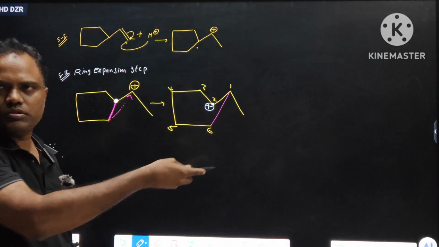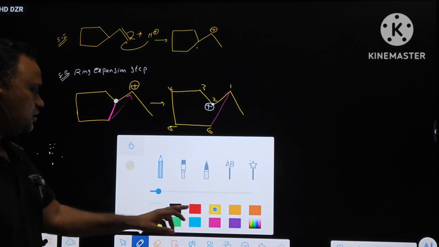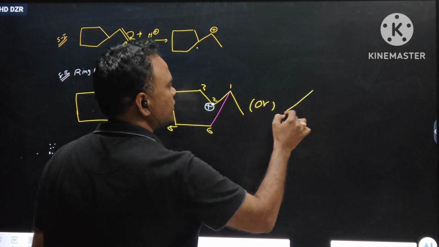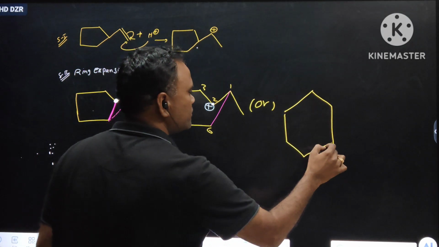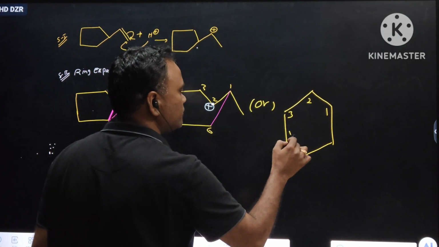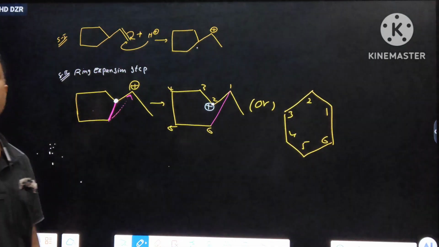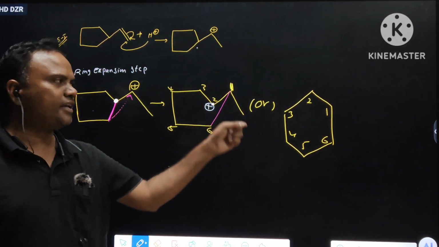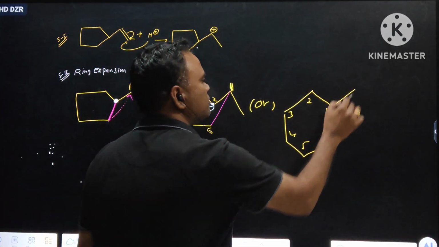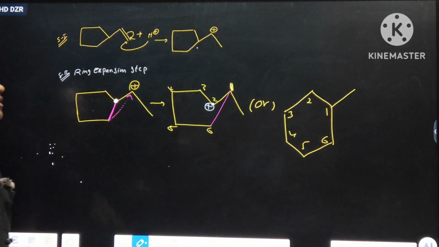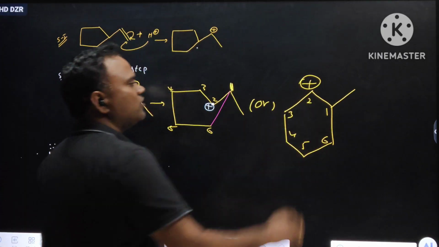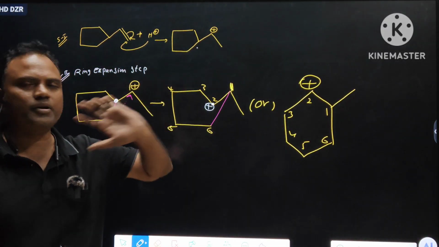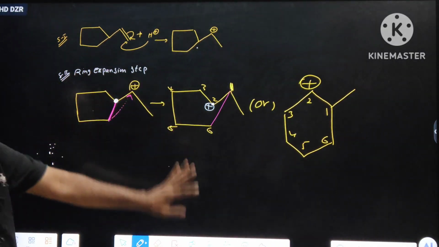Now let us draw this ring in the proper format. A 6-member ring, so I am writing that in the proper format. First give the numbers 1, 2, 3, 4, 5, 6. At the first carbon, what is present? One line, methyl, so CH3. At the second carbon, positive charge, carbocation. So a 6-member ring is formed. That's why the heading is the ring expansion step.